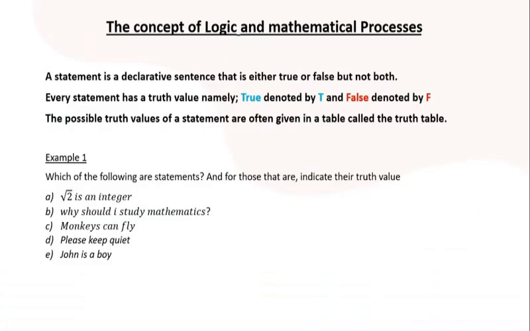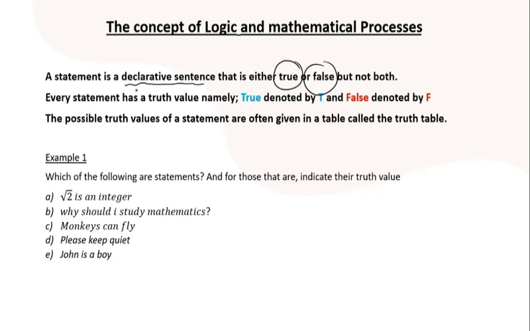So let's begin. We are looking at the concept of logic and mathematical processes. Before we begin, let's have a look at what a statement is. A statement is a declarative sentence that is either true or false but not both. So a statement cannot be true and false at the same time. It can only be one of the above, either true or false at a time.